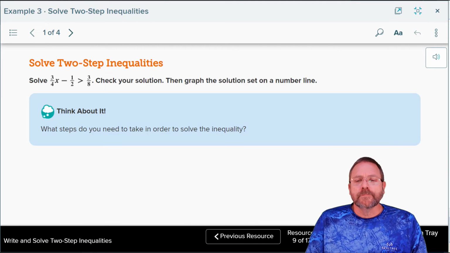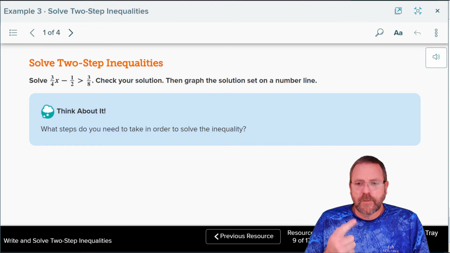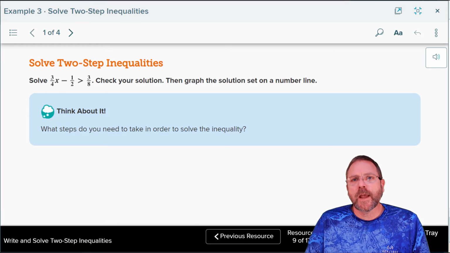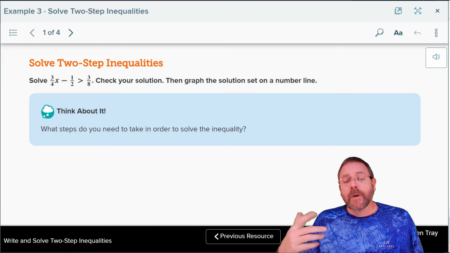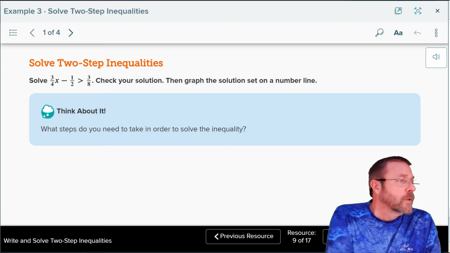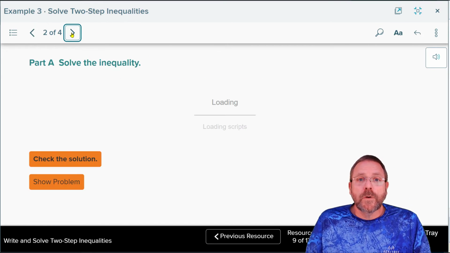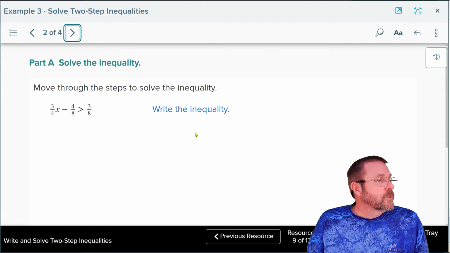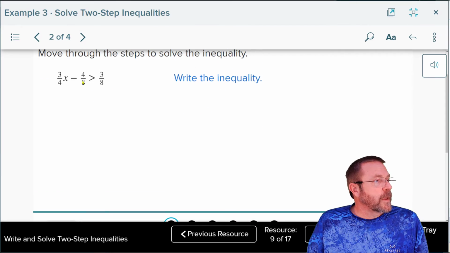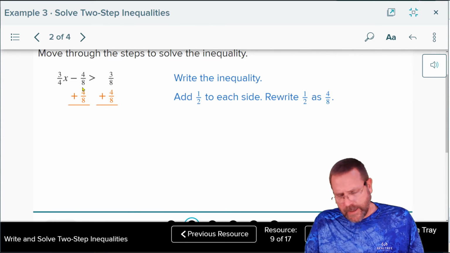Example number 3, same thing, only it involves fractions. And that is one thing I really love about your textbook, is it is constantly reinforcing fractions, decimals, and percents. By the time you get done with this year, you should be rock solid on all of these. So we're going to take a look at this. It works the same exact way, undoing addition and subtraction first, which means we're going to start off by adding 4/8 to both sides.